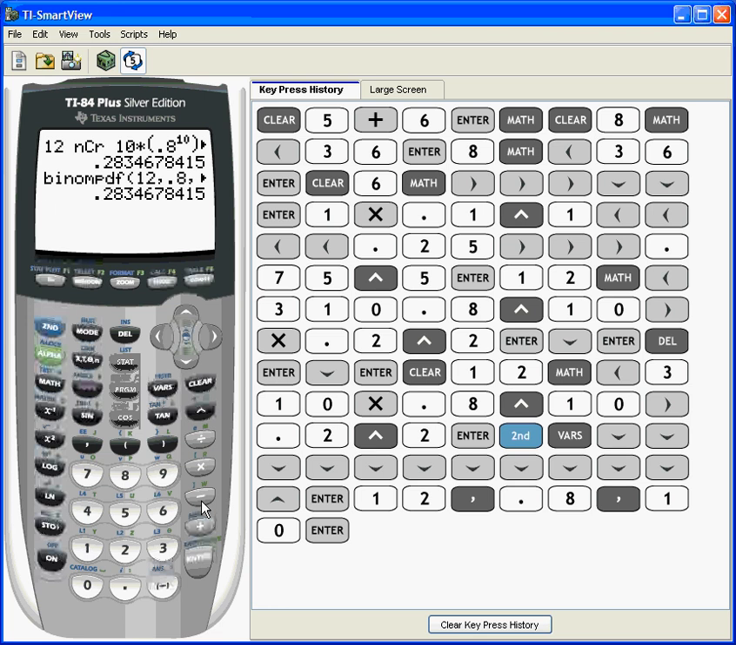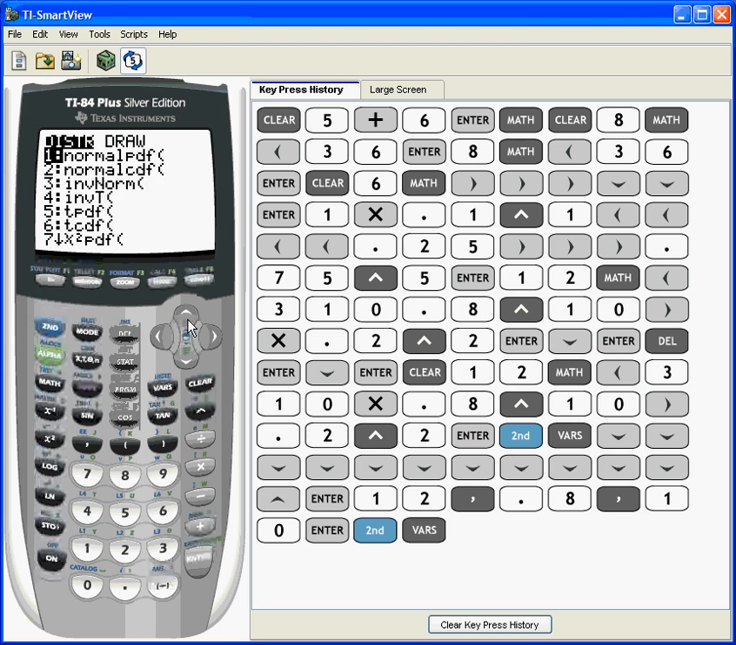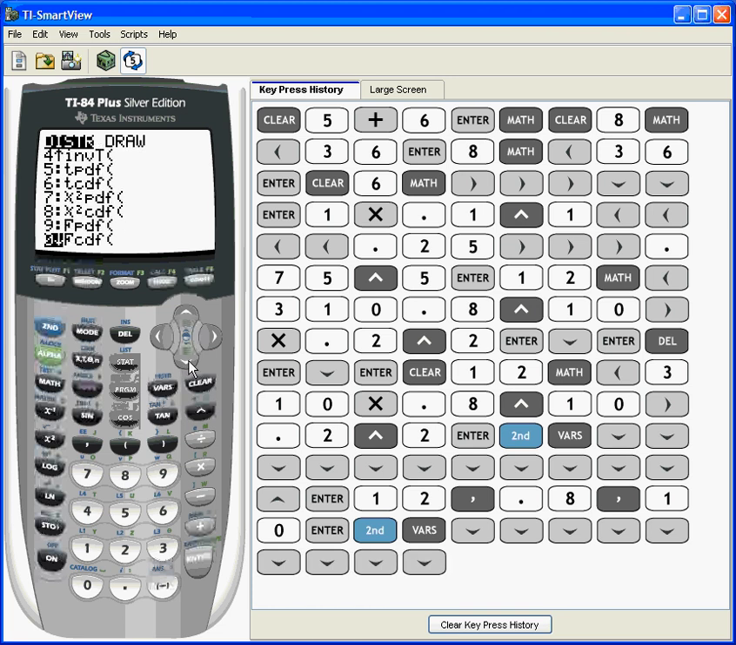The other thing I'd like to show you is when we had to do at least 10 and at most 3, and we were summing up several probabilities. There's a fast way to get those probabilities. If you do your Binomial PDF again, so we go second DISTR, which is above your variable button, and arrow down to Binomial PDF. We don't want CDF, not just yet.